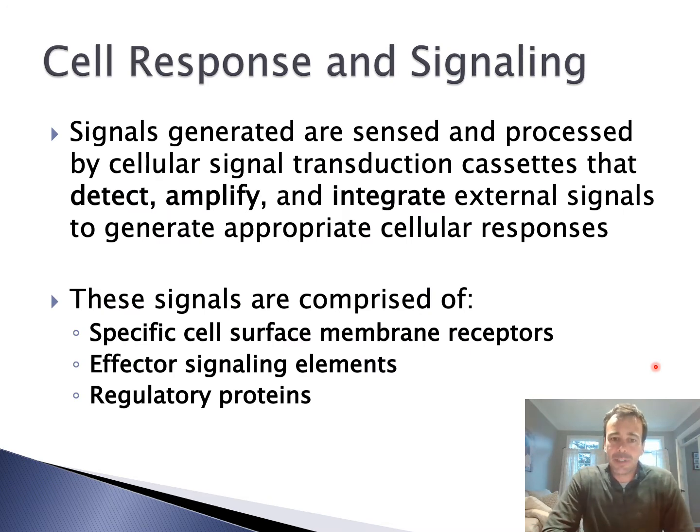In general, signals are generated, sensed, and processed by cellular signal transduction cassettes that essentially detect, amplify, and integrate external signals to generate the appropriate cellular response. The three major components are specific cell surface membrane receptors, effector signaling elements, and regulatory proteins. And we're mainly going to talk about the hormones and the receptors in this lecture.